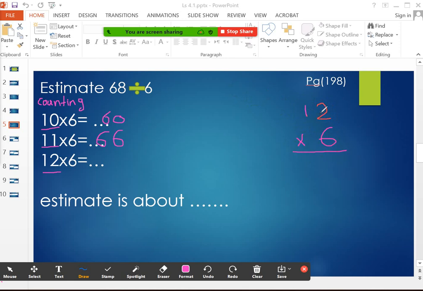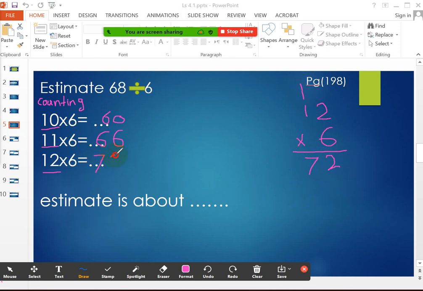6 multiply 2, as we learned in regrouping, equals 12. Can I write 12 here? No. So what I have to do, I have to put 2 here and 1 above the tens. Now 6 multiply 1 equals 6 plus 1 equals 7. So the answer for this multiplication is 72.